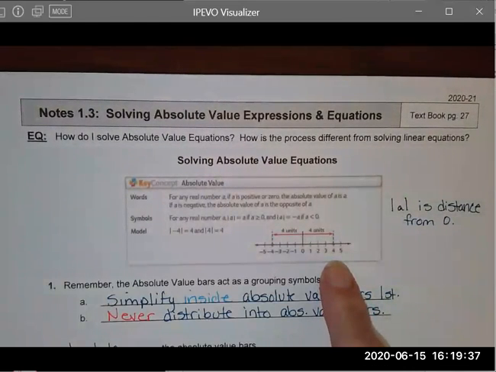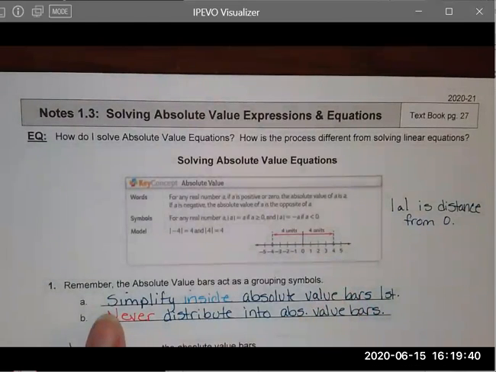So when we're solving equations, there are some steps that we can take. The first step is just to remember some basic rules. Always simplify inside the absolute value bars first, remembering that absolute value bars are grouping symbols, much like parentheses and brackets. So we want to make sure that we simplify inside the bars first. The second thing to remember is that we never distribute inside the bars. So if you have 6 times the absolute value of 2x, you would not distribute that 6.